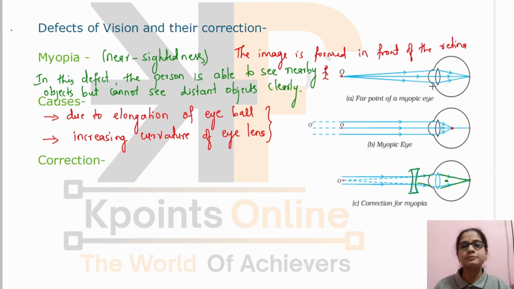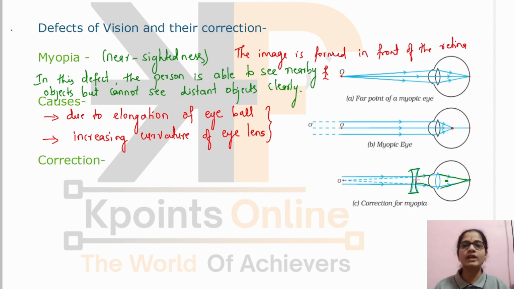Understand this properly. In case of myopia, the image is formed in front of the retina, which means the focal length of the lens is decreased and these rays are converging here only. But we don't want the rays to converge here. So we are using a concave lens so that these rays, before entering into our eyes, are diverged and they converge after some time, so that the image is formed on the retina.